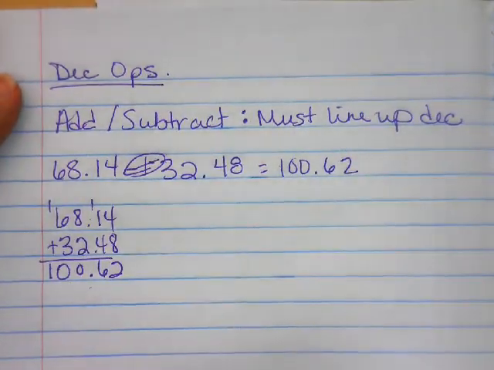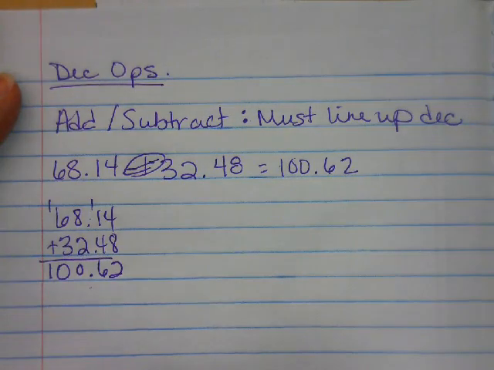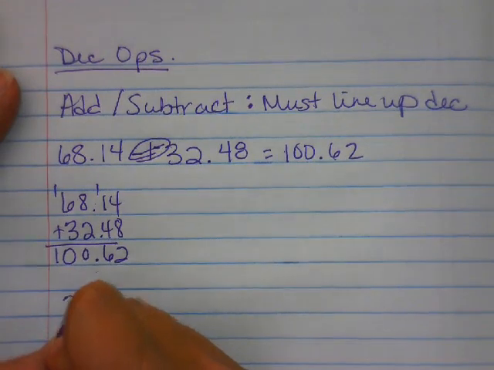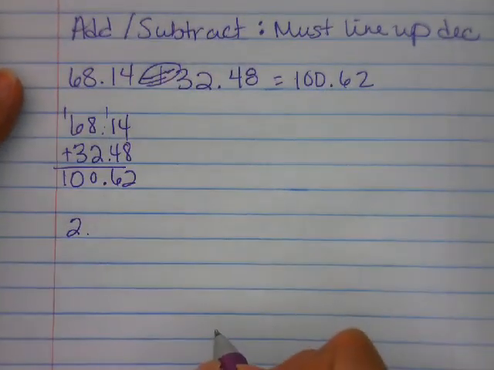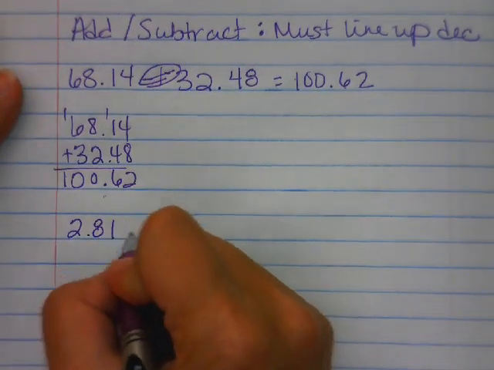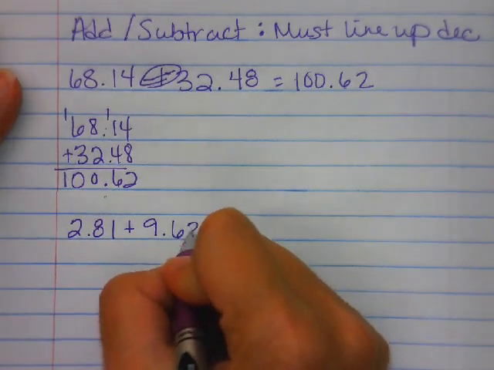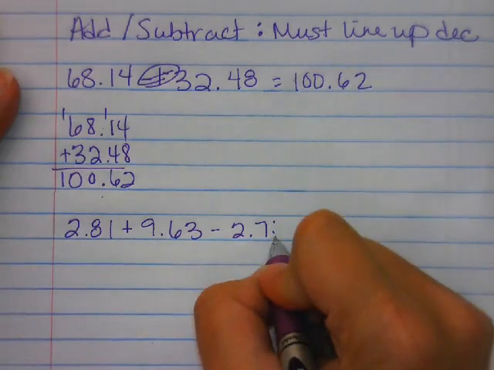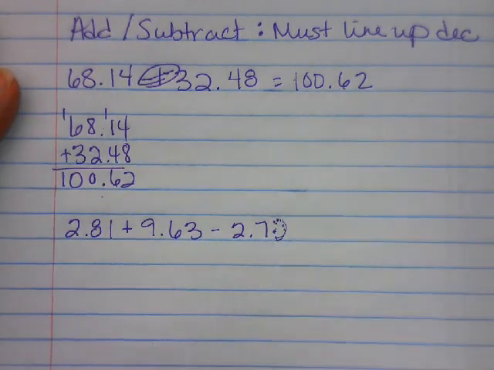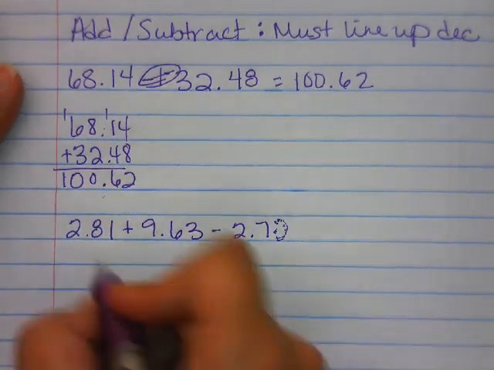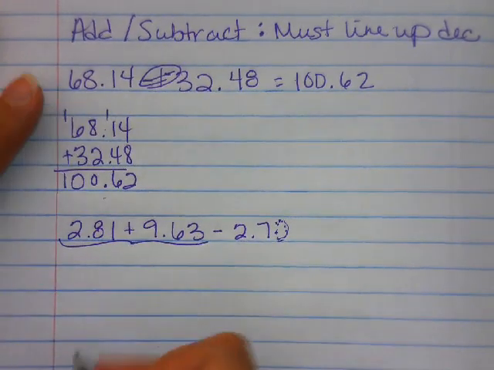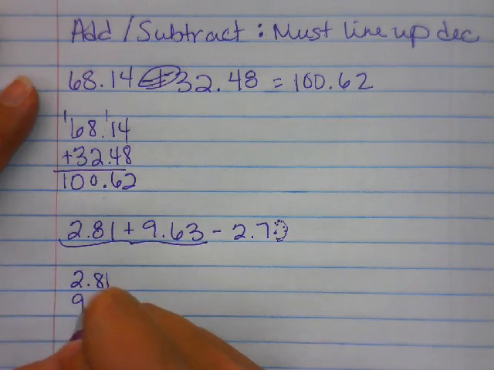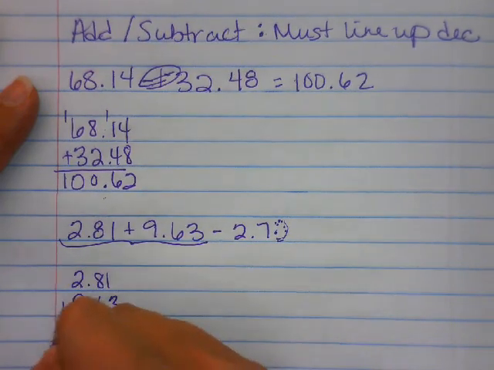hundredths. In like manner, sometimes you have to put a decimal placeholder. So if I gave you 2 and 81 hundredths plus 9 and 63 hundredths minus 2 and 7 tenths, we are going to have to add this 0 here, so that everything can work out together. So these are both positive, so we're going to add those up. 2 and 81 hundredths, 9 and 63 hundredths.